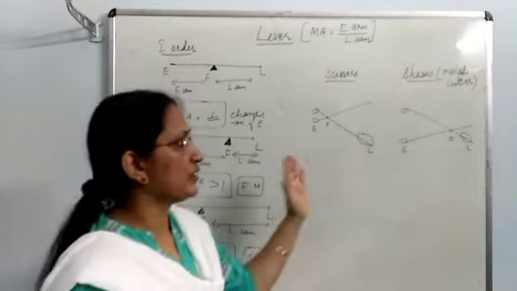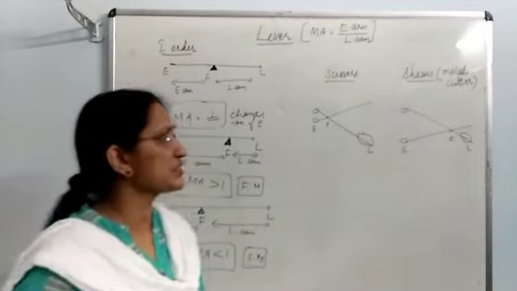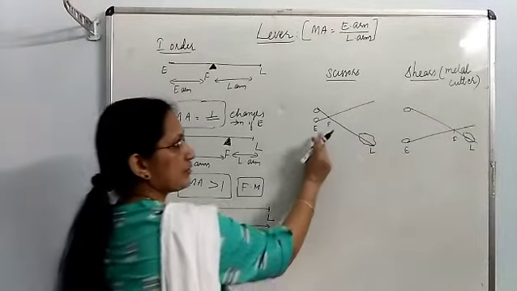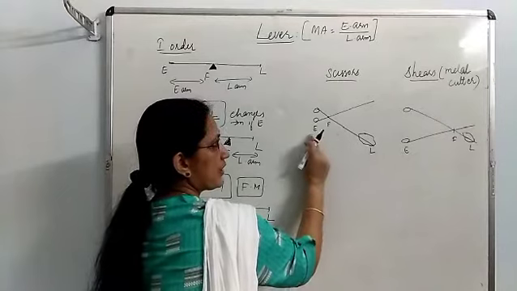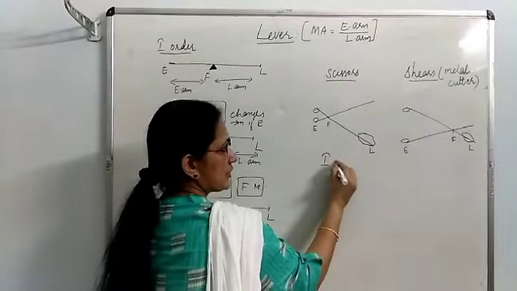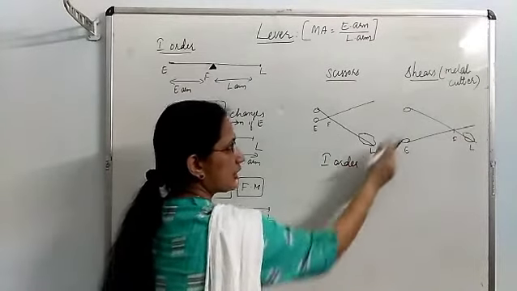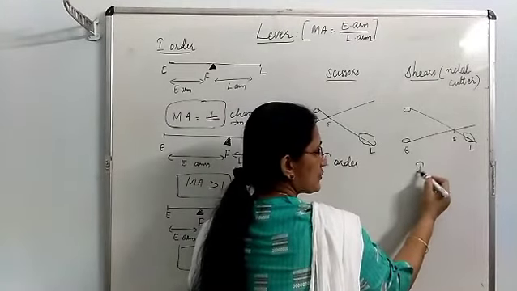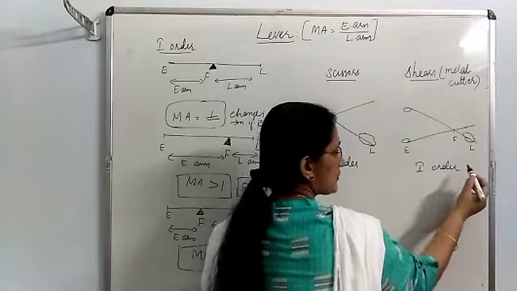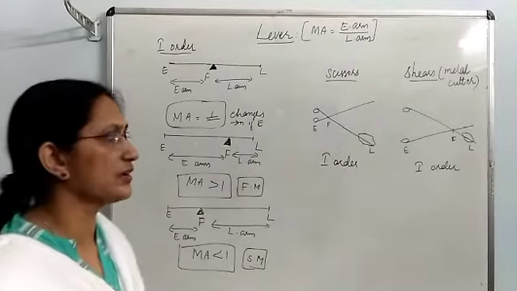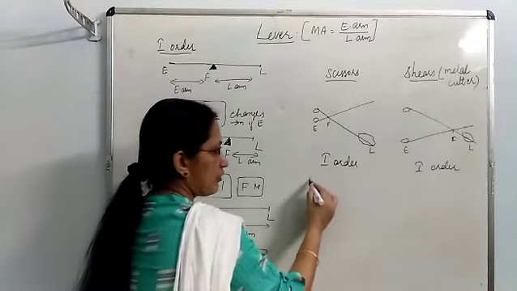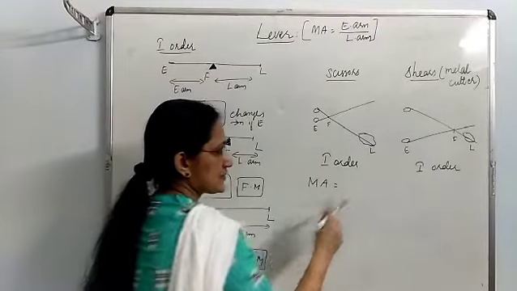Okay, let us see what is the benefit of it. First of all, can you tell which order lever it is? Look at the diagram. Fulcrum comes between load and effort, so it is a first order lever, scissors. What about shears? Same thing. Fulcrum comes between load and effort, so this is also a first order lever. Both are first order levers. Let us find out what is the MA of scissors and shears.